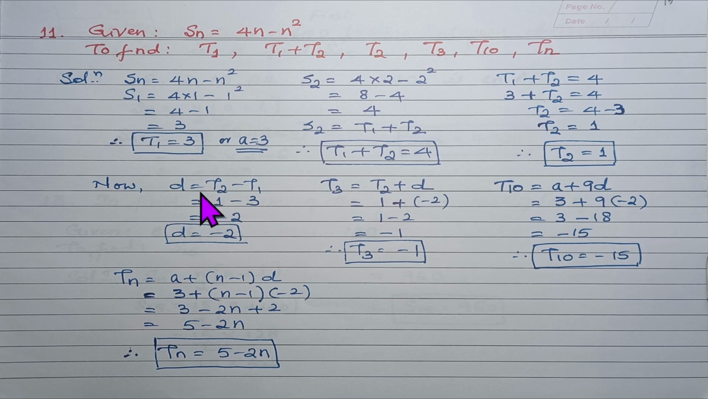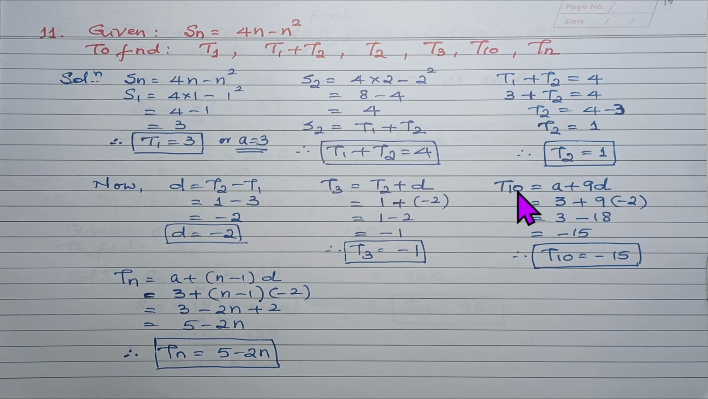Now come to find T3. Before I go for finding T3, let us see what will be D. D is equal to T2 minus T1. We know that D is equal to T2 minus T1, and T2 is 1 and T1 is 3, and therefore we got the value of D here. Now it is very easy to find the other values. T3 is equal to T2 plus D, and D is minus 2, therefore T2 is 1 plus of minus 2 becomes 1 minus 2, and that is minus 1, therefore T3 is minus 1.